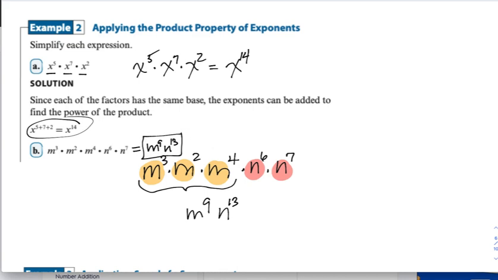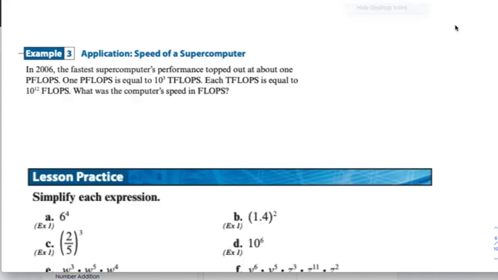And I'm going to stop there before I go on to my next example, example 3. Okay, this is going to seem strange, but example 3 is talking about something that I really have never heard of, but let's go with it. The fastest supercomputer in 2006 performance topped out at about 1 pflops. I don't know what that is, but we're going to learn and calculate even though we're not sure what it is. 1 pflop is equal to about 10 to the 3rd tflops.